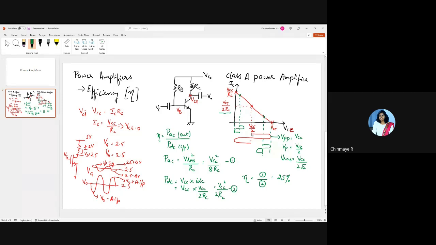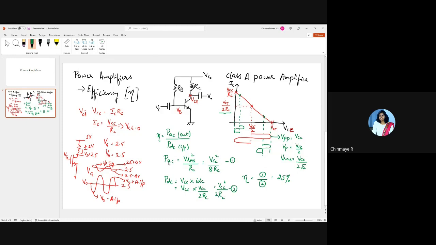So corresponding to this DC operating point is the DC current, which is VCC by 2RC. Okay. So therefore, the input DC power here is VCC into the current flowing through this amplifier IC. IC here is nothing but VCC by 2RC. Right? So therefore, we have the PDC, that is the total input DC power, is VCC into VCC by 2RC, which is VCC square by 2RC.